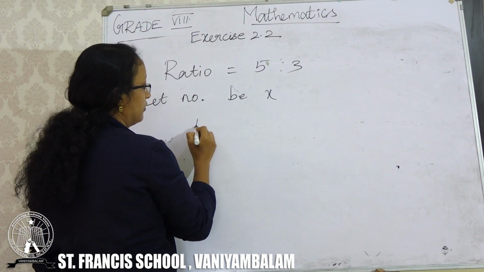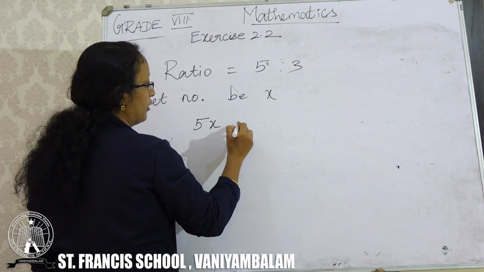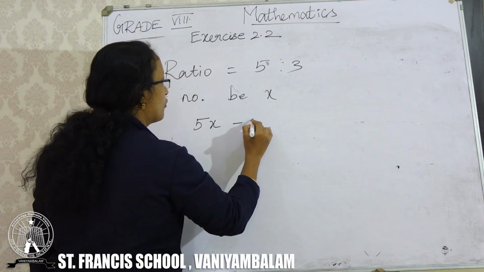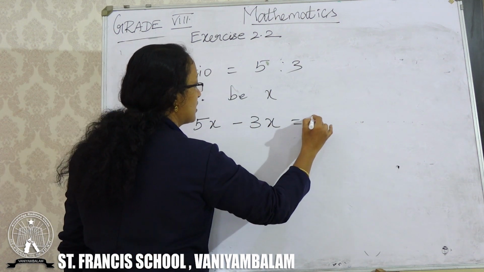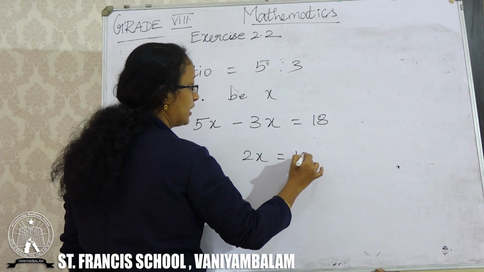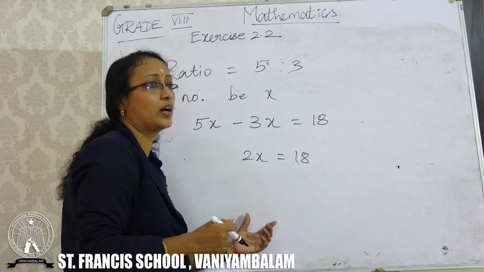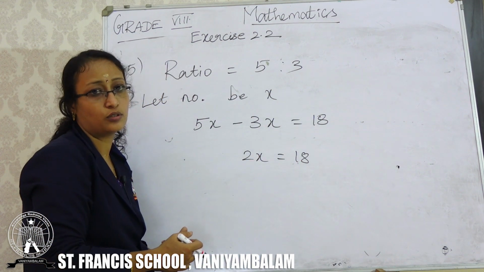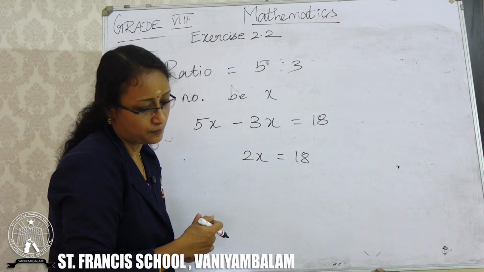Differ means difference, that is minus. So 5x minus 3x is equal to 18. So 2x is equal to 18. Now you have the expression on one side and the other side is a number. Find the x value.